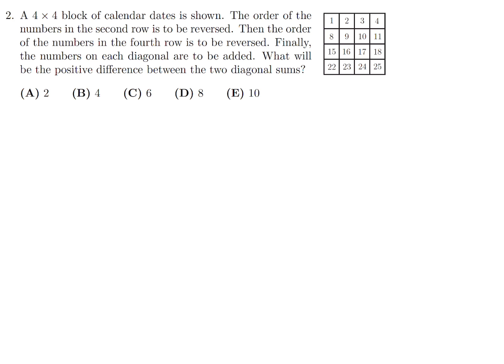We have to rearrange this. So the first row we just leave alone. The second row we have to reverse. So it becomes 11, 10, 9, 8, like that. The third row, 15, 16, 17, 18. And the last row, 25, 24, 23, 22.